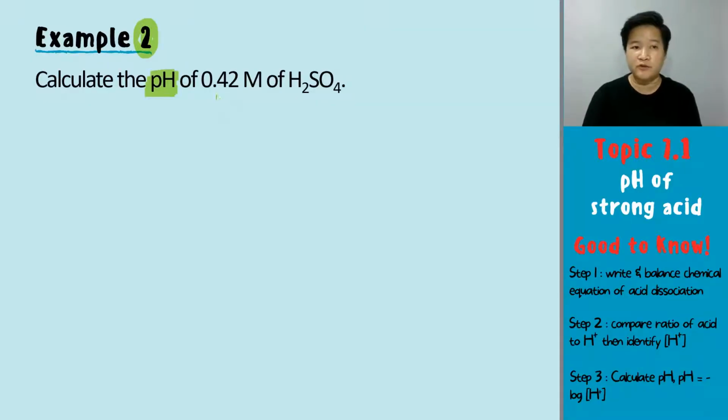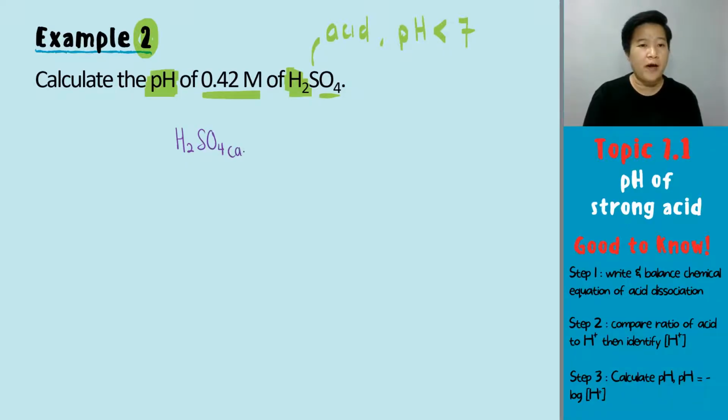Another example that you have is the pH value. We are still looking for the pH value of 0.42 molar of H2SO4. Knowing that your H2SO4 is an acid, therefore the pH value that we are predicting over here must be less than 7. The moment you calculate the pH value, you know that the answer must be less than 7. And for this question, as always, step 1 will definitely be the chemical equation of the dissociation of H2SO4.